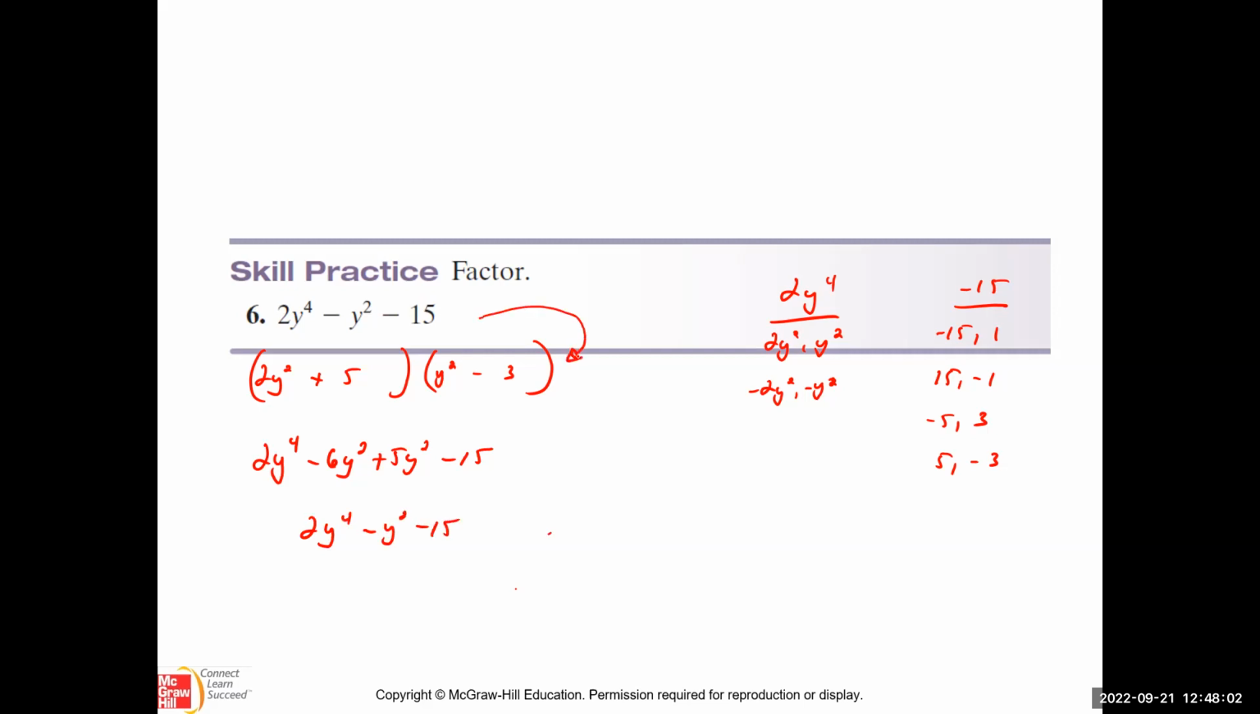And so this one factors out to be 2y squared plus 5 times y squared minus 3. You can see that we tried different combinations, and the first few didn't get me to the negative y squared. I tried the negative 5 and the 3, that didn't get me there. And so then I just switched the signs. If that would not have gotten me there, then I would have changed the order. I would have put the 3 first and then the 5, and tried that one too. But neither one of those got me there until I did the positive 5 and the negative 3. Questions on this one?